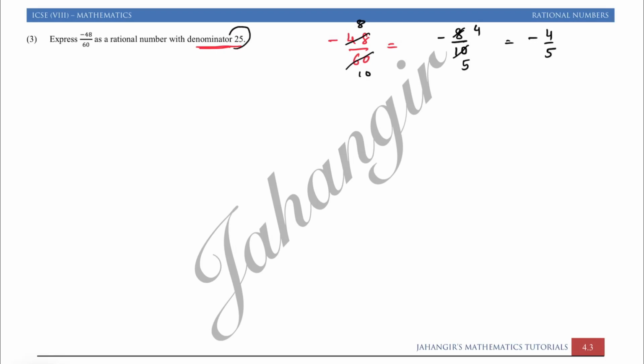But you want the denominator as 25. So what will I write? I will write minus 4 by 5 ko I will multiply by 5 to get denominator 25. So I can multiply numerator and denominator by 5. So it will become minus 20 upon 25. See, my denominator is now 25. Okay, you can manipulate as they are given in the question.